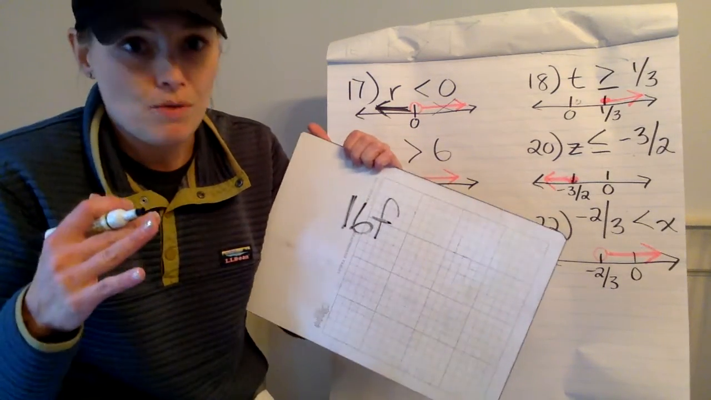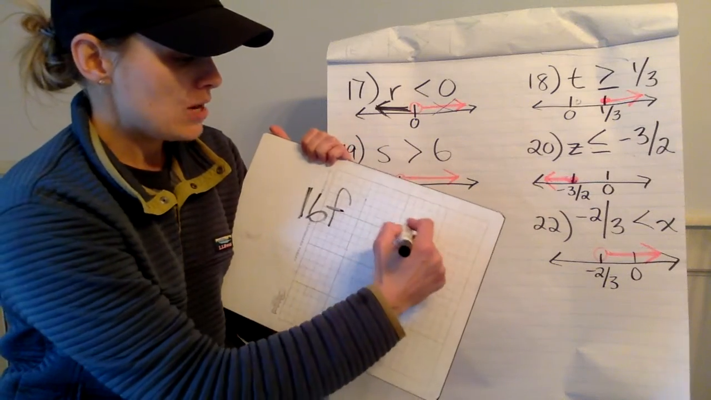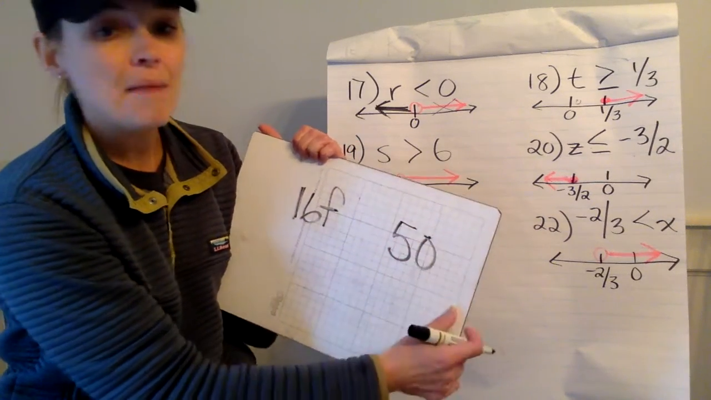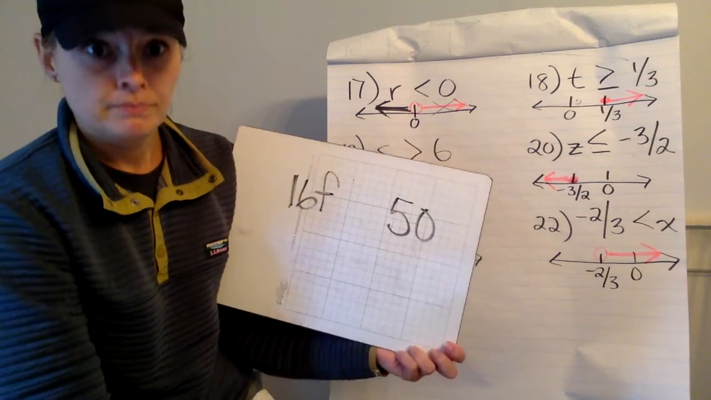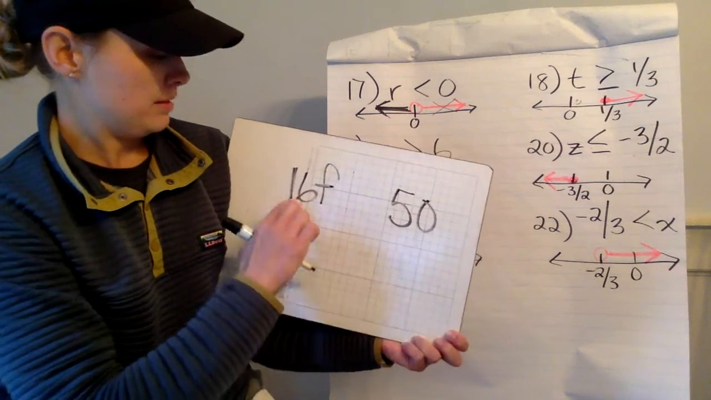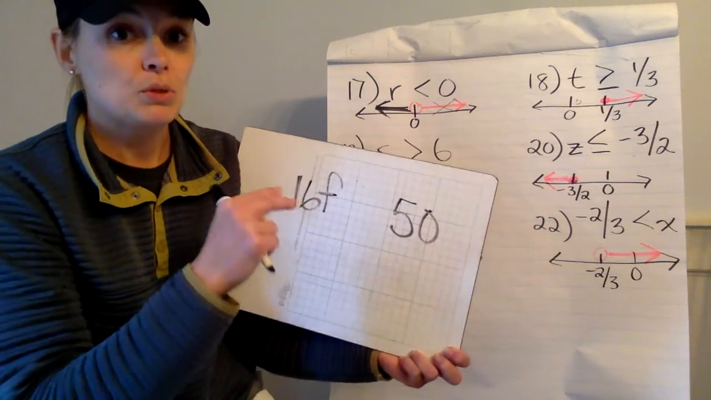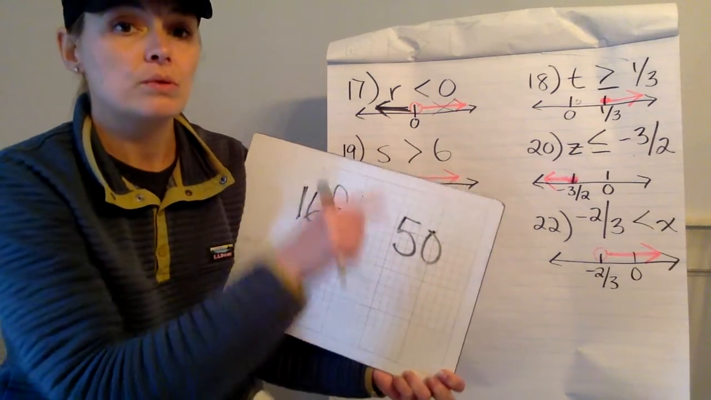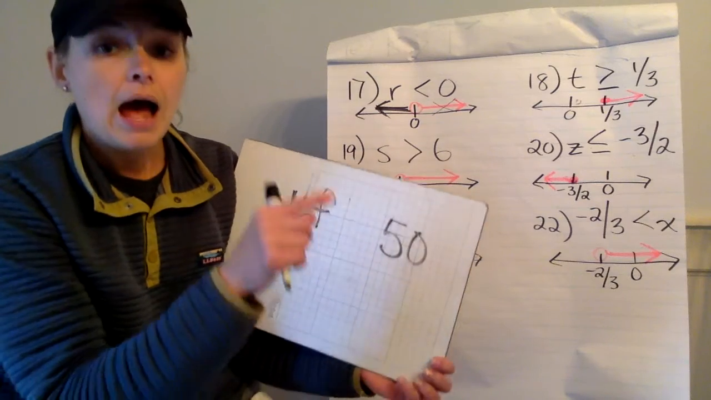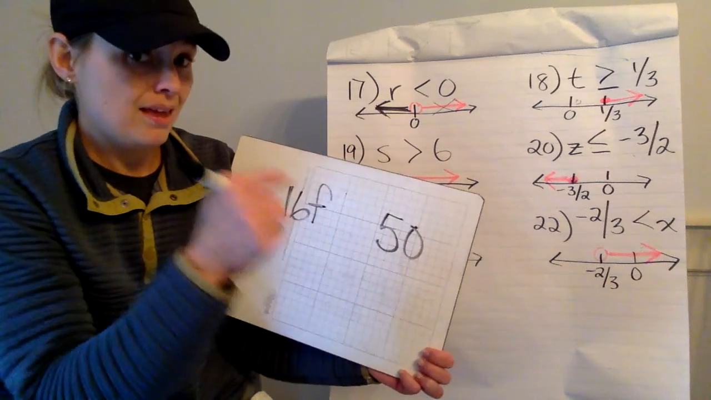Again, it doesn't matter what variable you picked. And I can only spend $50. That's the maximum I can spend. Okay, that's what I have in my pocket. This is the cost per item. So now we need to decide what symbol goes in between. 50 is the most I can spend. I can't spend more. I can spend exactly 50, but I can't spend more.